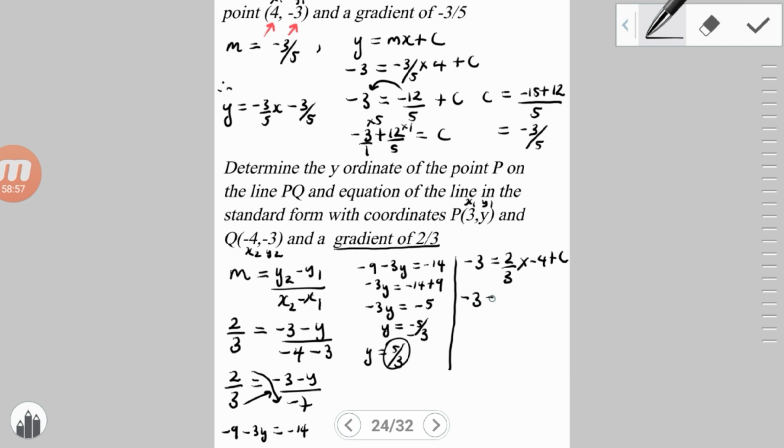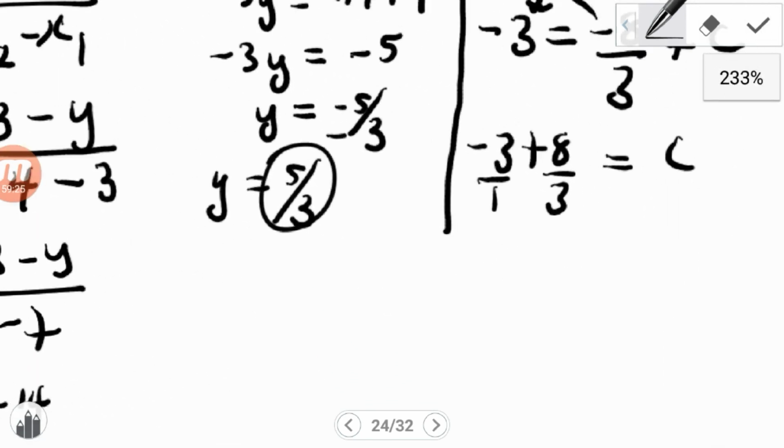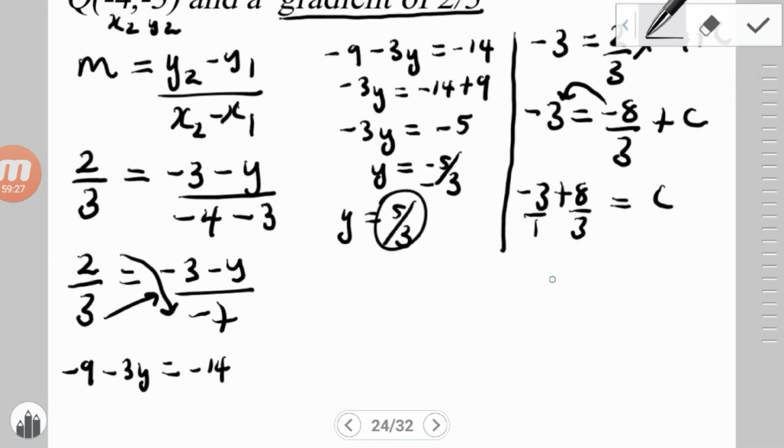So -3 is equal to 2 times -4, that's -8/3 plus c. So here we go then. We could use the fraction method. Obviously I don't have a lot of space, so I'm just going to work with this here. Bring over the -8/3, so we end up with -3 plus 8/3 equals c. You can find the LCM here. So the LCM here works out to be 3.